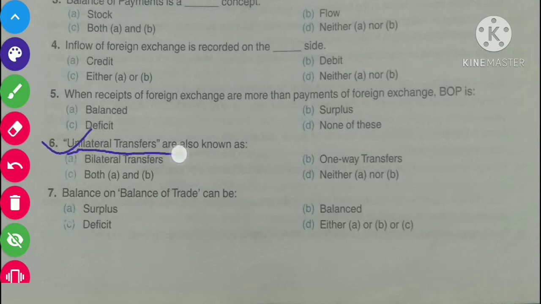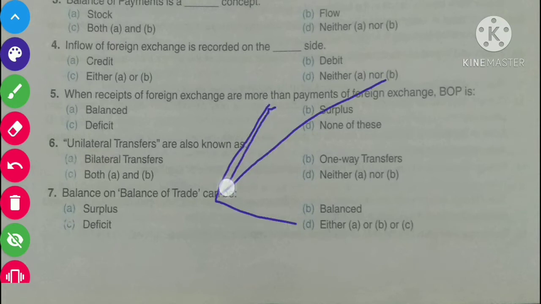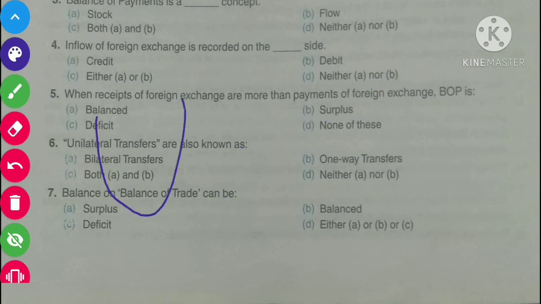Unilateral transfers are known as option A, bilateral transfers. Option B, one-way transfers. Option C, both A and B. Option D, neither A nor B. Its correct answer is one-way transfers. Here unilateral transfer means one-side transactions or donations from abroad, scholarship from abroad. These are unilateral transfers from abroad. Move to next question number 7.